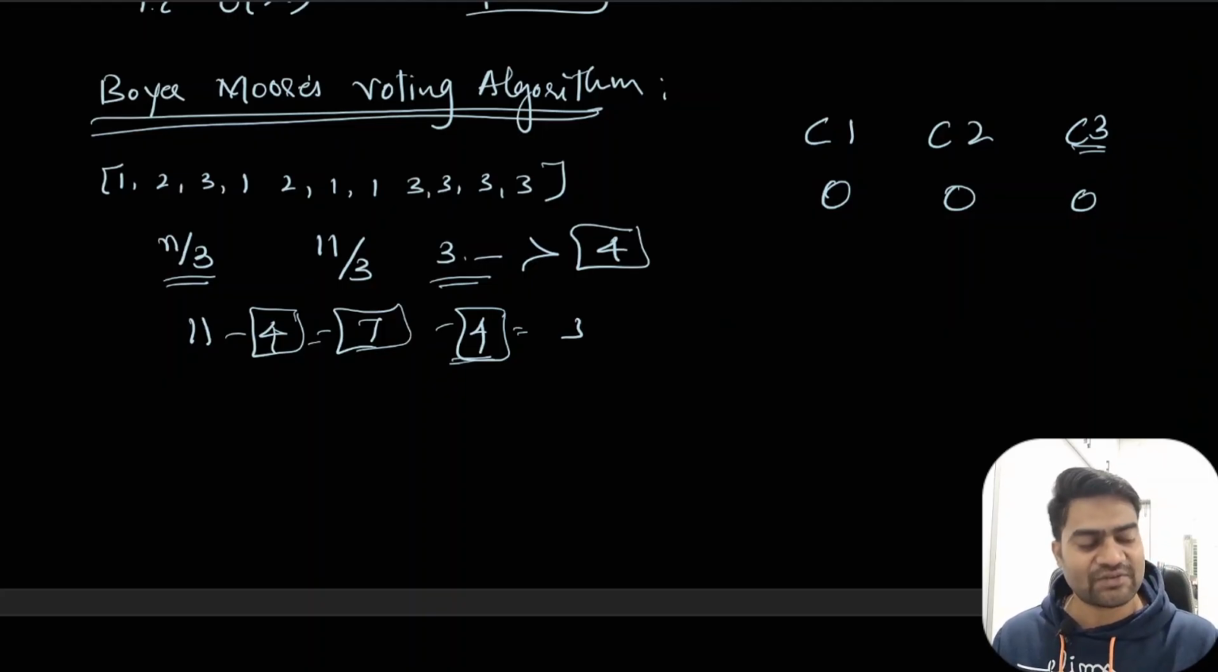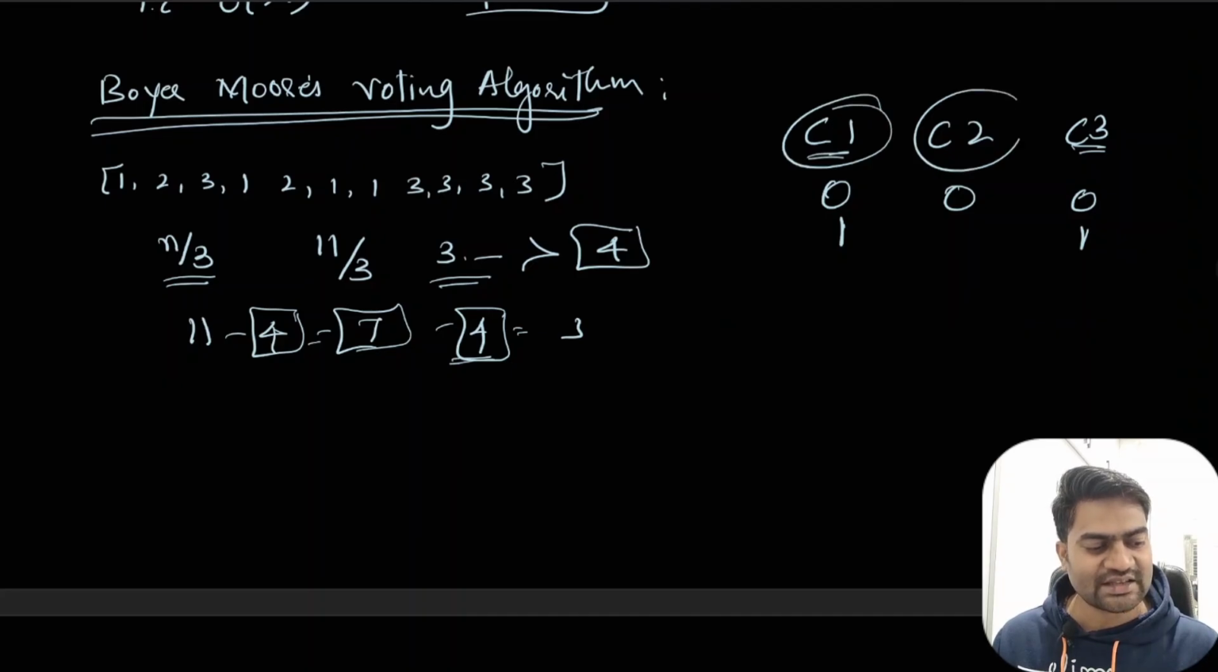Assume now after this, our C1 gets 1 vote again, then his count increases and he comes to lead. Now assume C3 gets 1 vote. Then if you see, the situation changed. Earlier C1 and C2 were the winners, but now C1 and C3 will be the winners.